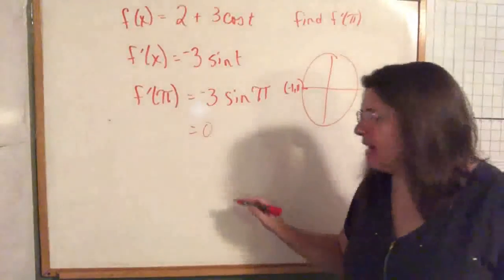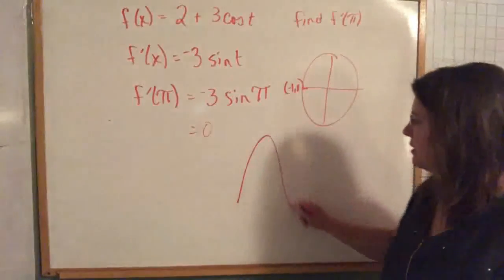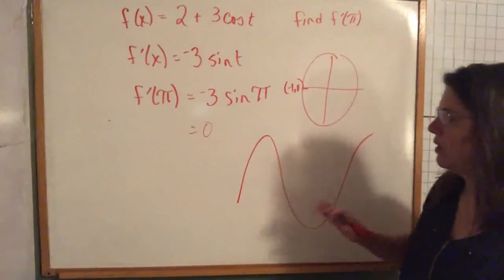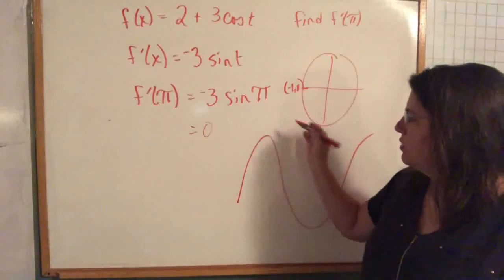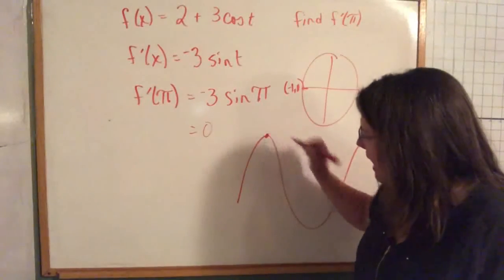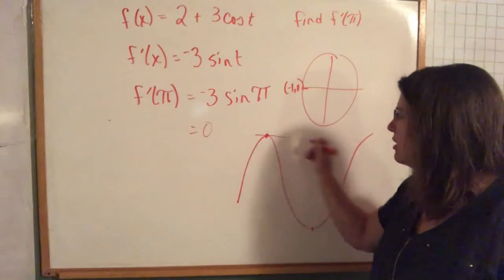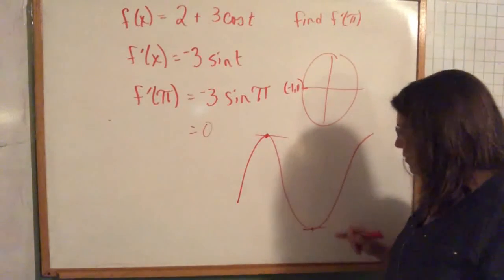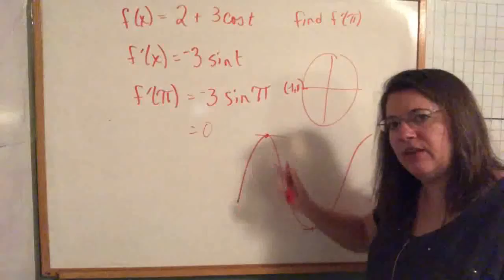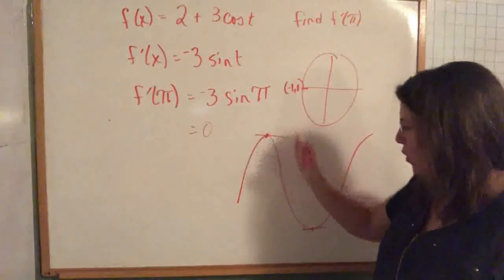If you think about that, the sine function, doesn't it look something like this? Well, what that means is that x or that pi value is either here or here, the horizontal tangent line, or if the slope of the tangent line is 0, then pi is either at a peak or at a valley.